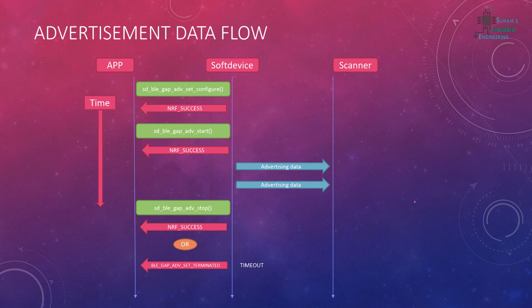Now here is a basic advertisement flow diagram. I have made this so that you can understand how everything is working. The soft device is basically Nordic's soft device. For nRF52832 we have S132 as the soft device, and if we are using nRF52840, then we have S140 as the soft device.